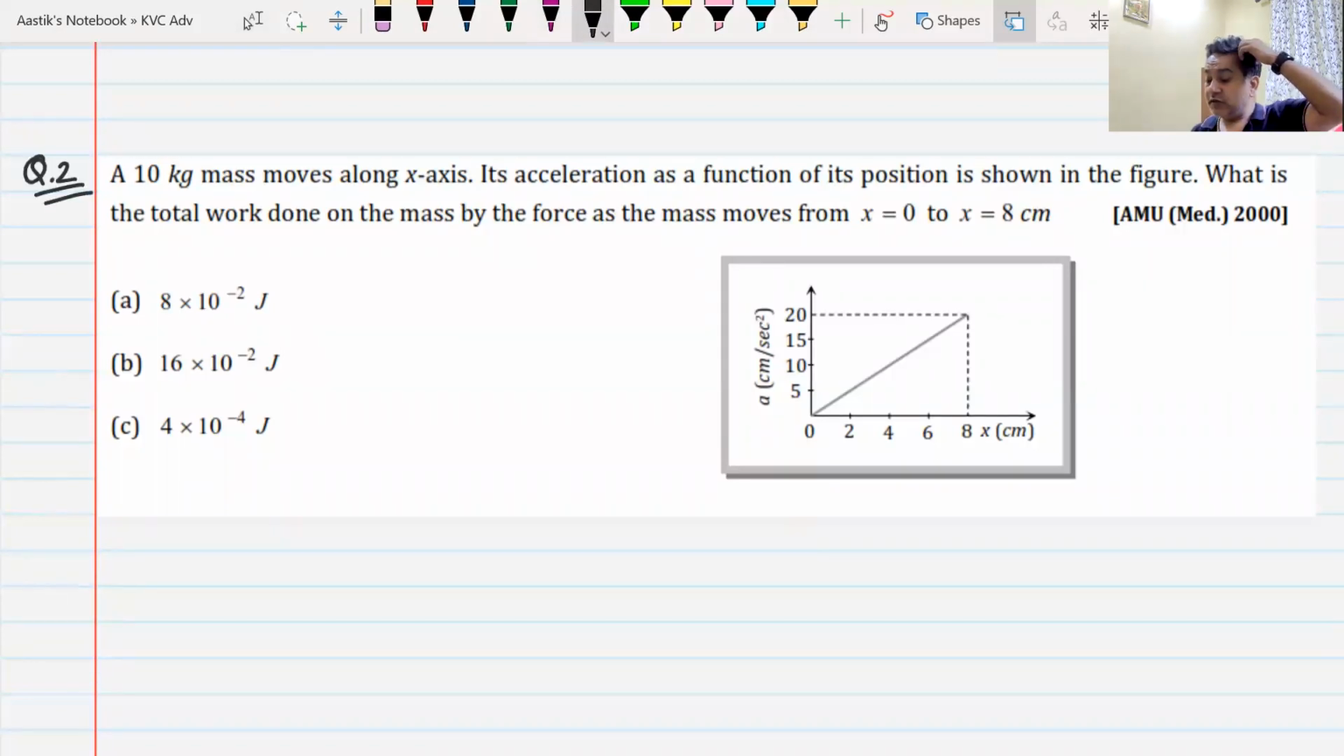A 10 kg mass moves along the x-axis. Its acceleration as a function of position is given by this. What is the total work done by the force as the mass moves from x equal to 0 to x equal to 8 centimeters? Remember, this is given in centimeters and acceleration is also given in centimeter per second square. I'll give you 2 minutes to do this.